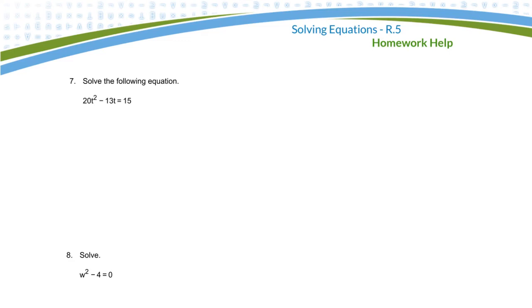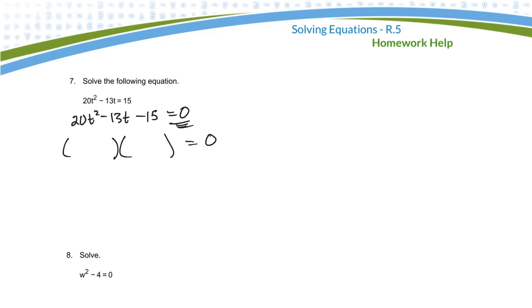Okay, another quadratic one, but this one's not equal to 0. So I have to first do that. So I have 20t squared minus 13t minus 15 equals 0. Once it's equal to 0, now I can try and factor. Another tough one to factor.